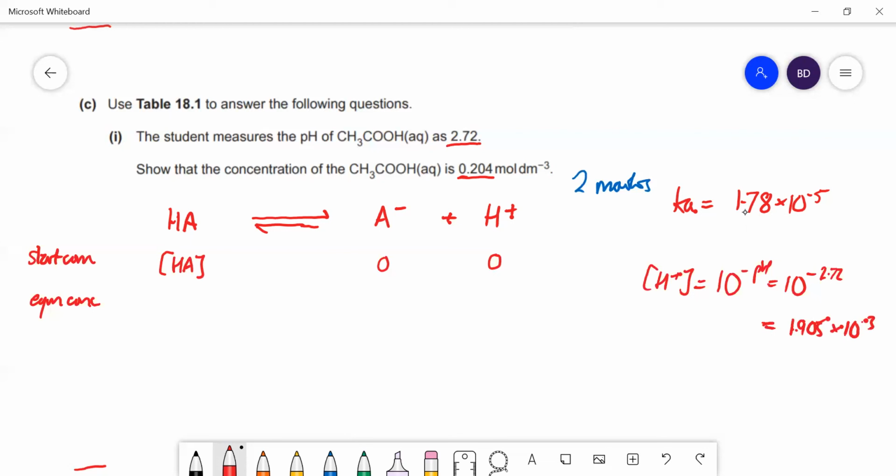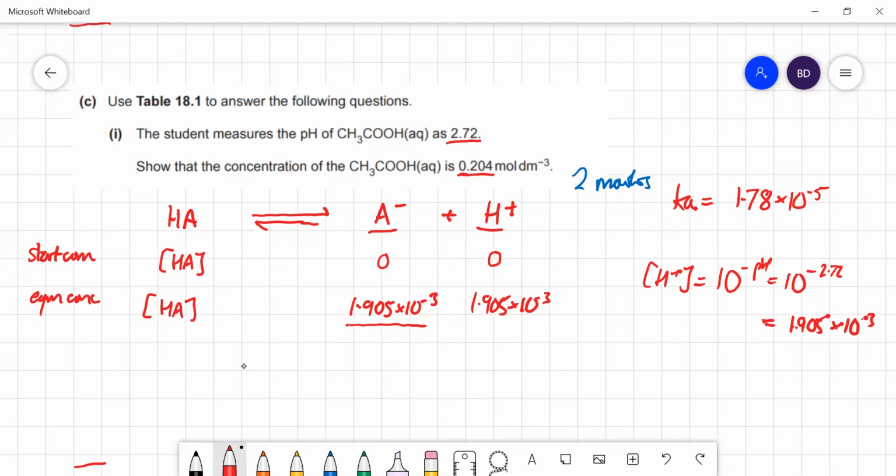Okay, so the concentration of H+ is 1.905 times 10 to the minus 3 at equilibrium. The concentration of A minus has got to be the same, because you get 1 mole of A minus every time you get a mole of H+. So that's the concentration of the A minus also. The concentration of HA is going to be that minus this number here, but I'm going to ignore that because it is much smaller than the concentration of HA, so it's negligible, so we can just ignore it.